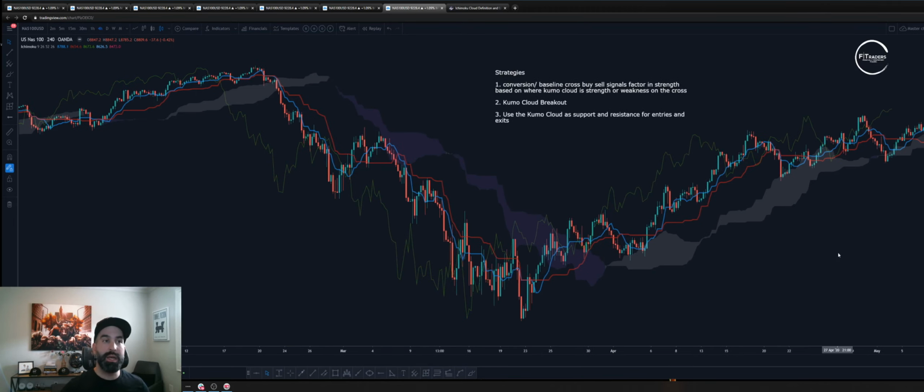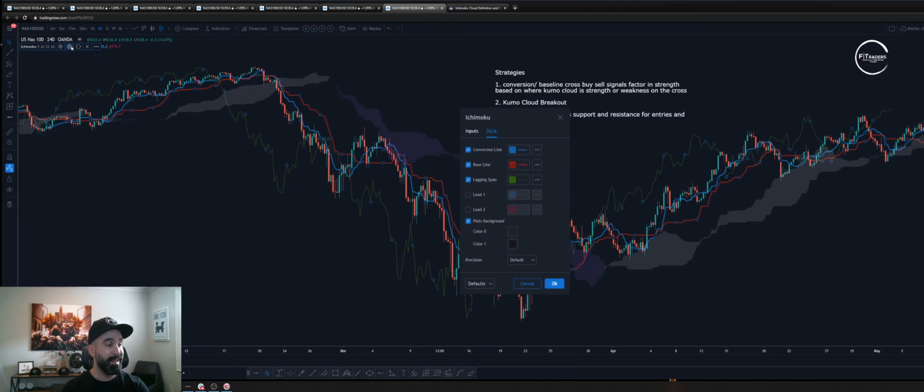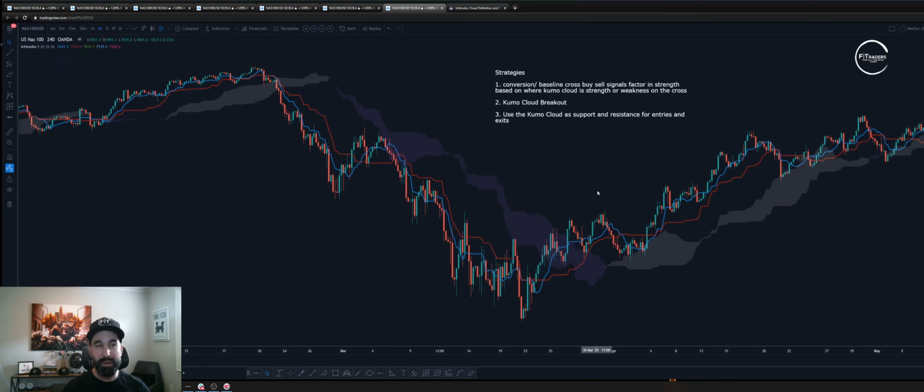But let's talk about the trading strategies. In this case, I am going to remove the lagging span because, again, I don't really like it. And I don't need the confirmation bias of a bullish or bearish bias based on 26 periods in the future. But let's talk about some of the strategies you could use. When you use the conversion and baseline cross, this is strategy number 1. It's a buy and sell signal, and it factors in the strength based on where the Kumo cloud is, strength or weakness on the cross. So let's sum it up.